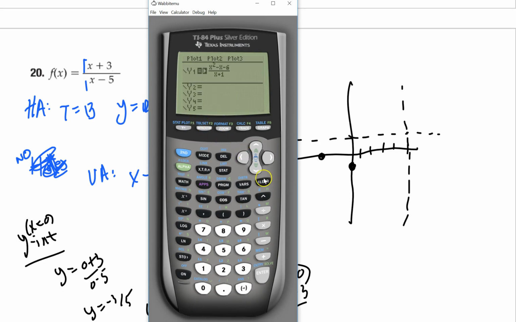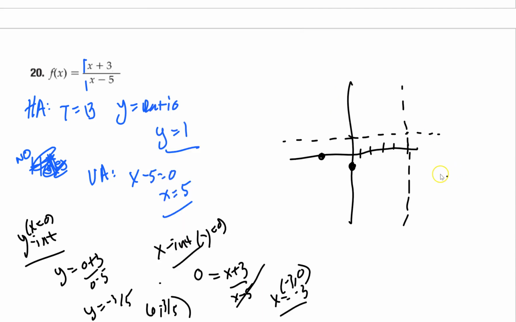Right, we go to y equals, let's clear that out. Alpha, y equals x plus 3 over x minus 5. Again, if you want, you can also just, by hand, make a table, plug in values. But we have technology. It's 20 seconds. And we get that. So, as I said, our graph curves from here to there.